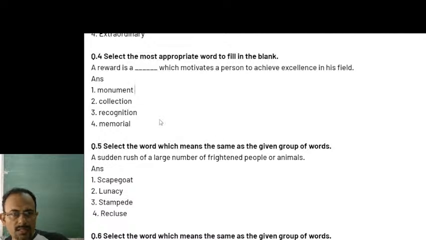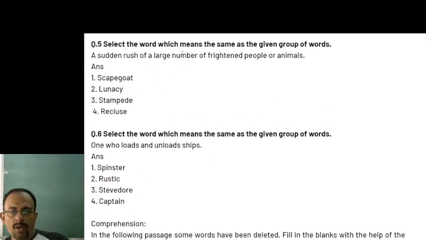So, let's see. Okay, so question number 4 is 3. 3 is the correct answer. Recognition. A reward is a recognition which motivates a person to achieve excellence in his field. Next, select the word which means the same as the given group of words: a sudden rush of a large number of frightened people or animals. What is this called? Is it scapegoat, lunacy, stampede, or recluse? Which one do you think will be the correct answer?